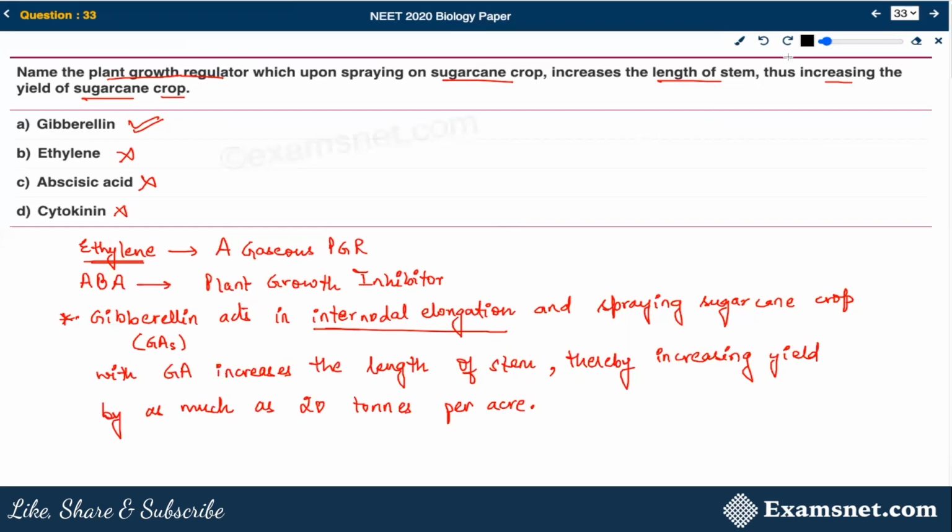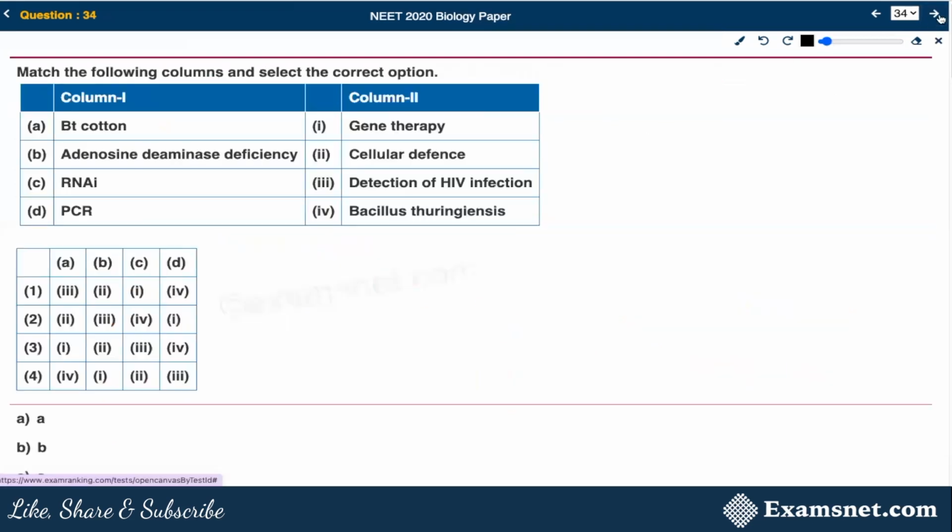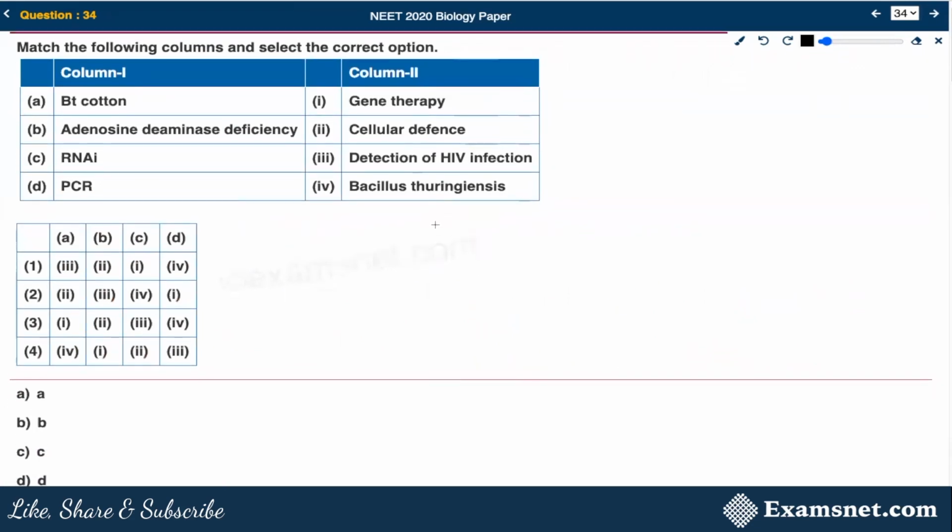All right. Now, next question. You have to match the column with respect to the correct option. All right.